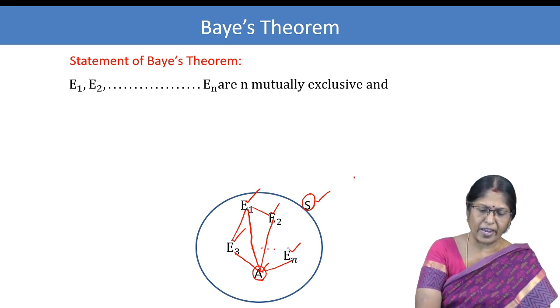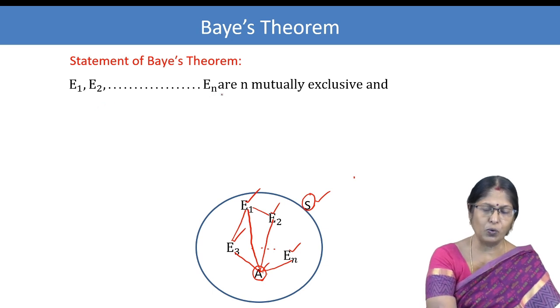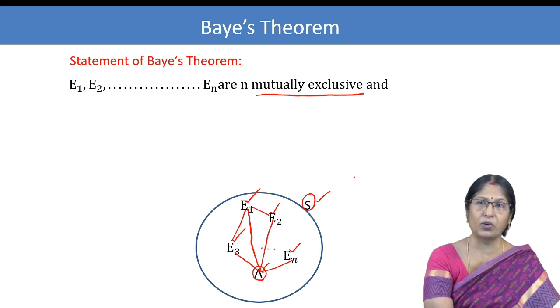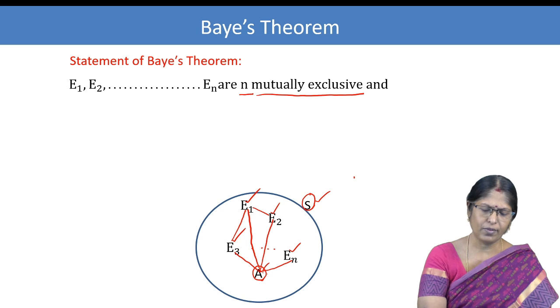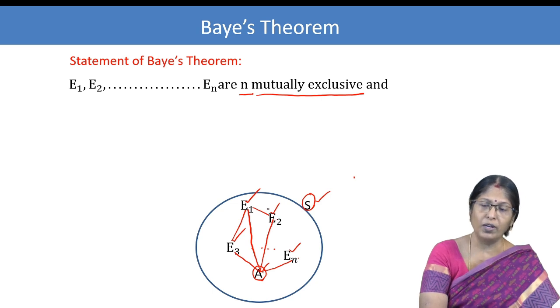Now, what is explained in this diagram is written here: E1, E2, and so on up to En are mutually exclusive. That is the reason for E1, E2, E3, and so on up to En. Mutually exclusive means E1 and E2 don't have anything in common. We can also call them disjoint events.